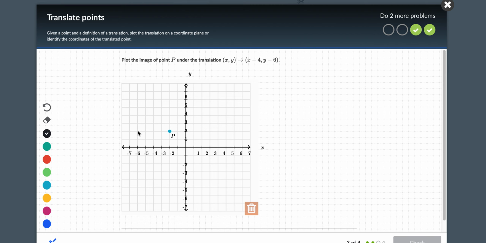And now it says we're going to subtract 6 from the Y, which just means we're going to move 6 units down. So 1, 2, 3, 4, 5, 6. So this is where the point is. It's weird, it doesn't let me put it directly on the intersection, but it would be on this intersection right there.